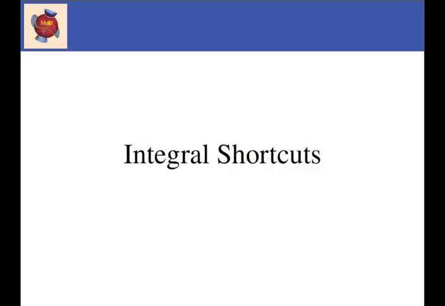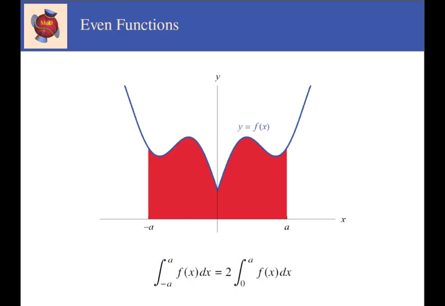Now let's look at some integral shortcuts. If you want to evaluate the integral of an even function on an interval that is symmetric around 0, then you can just evaluate the right half of the integral and double it. This is evident from the graph. The red area to the left and the red area to the right of the y-axis are the same. This does not avoid using the fundamental theorem of calculus, but having 0 as the lower limit in the integral often makes it easier to evaluate.